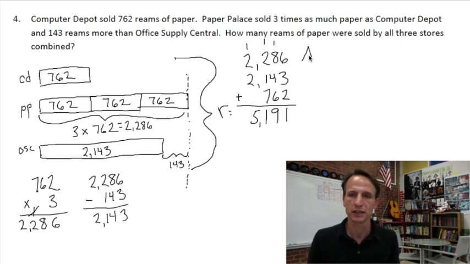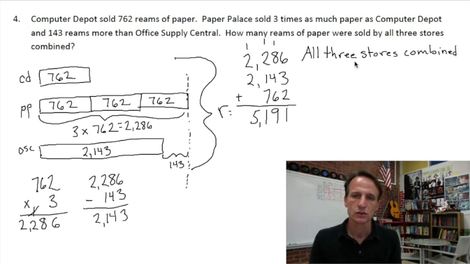So that leads me right to my statement. All 3 stores combined sold 5,191 reams.